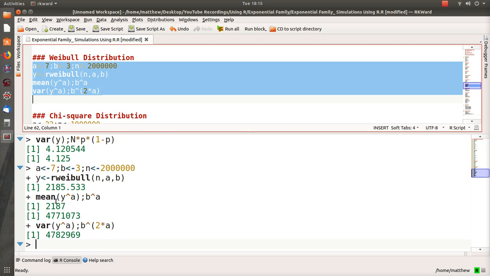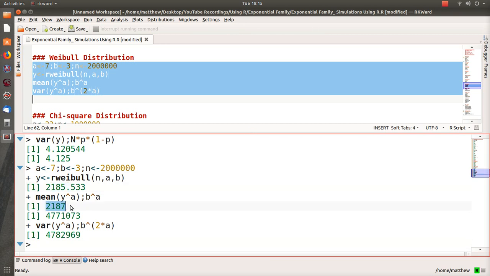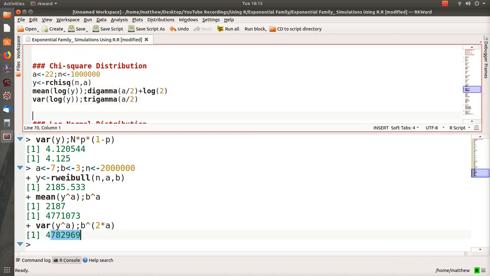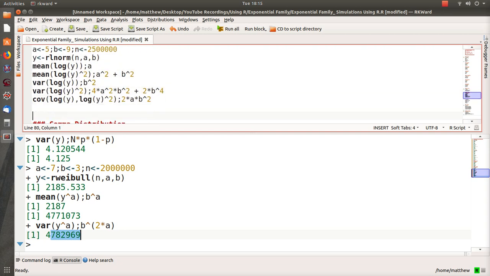And so the mean of 2185, that's the simulated mean, and this is the theoretical mean, are really close, and the variance is close-ish, you know. So here's the chi-squared, the log normal.